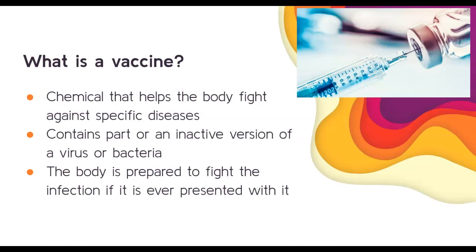So what is a vaccine? A vaccine is a lab-created chemical that helps the body fight against specific diseases. It contains part of an inactive version of a virus or a bacteria, usually. We're going to talk about some different types of vaccines in a little bit, but that's the general idea. And by injecting the vaccine, the immune system is prepared to fight the infection if it's ever presented with it.